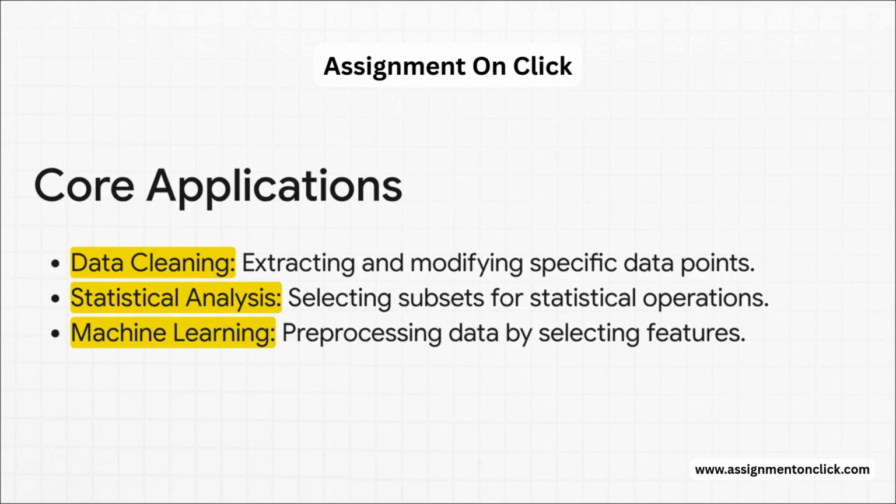I mean, for data cleaning, you might use Boolean indexing to just get rid of every entry that has a value of 0. For statistical analysis, you could use slicing to select a totally random sample of your data. And for machine learning, you'll use slicing all the time to select the specific features you want to use to train your model. These are not optional skills, they're non-negotiable.